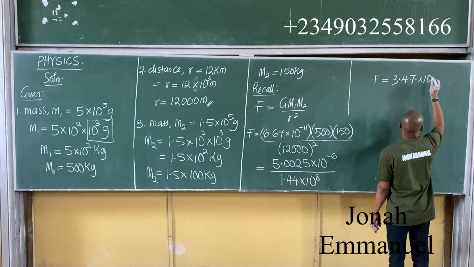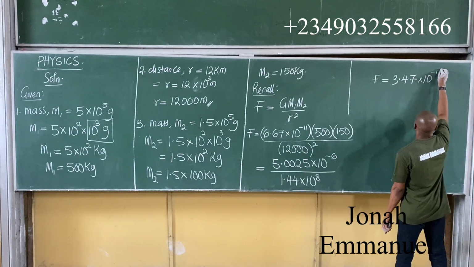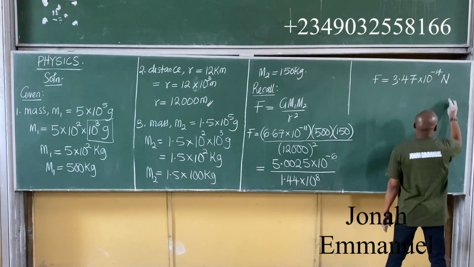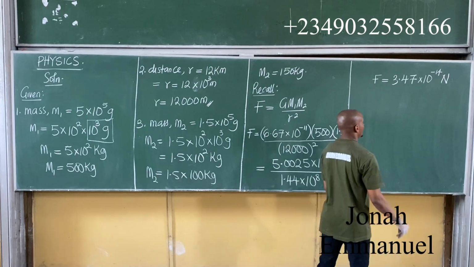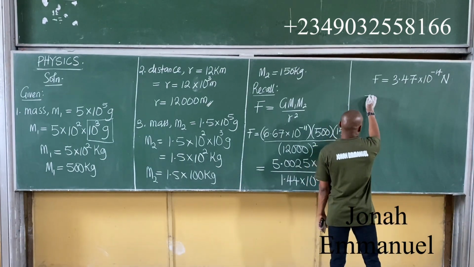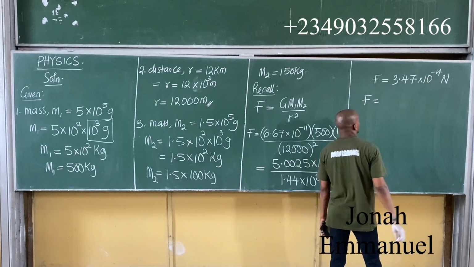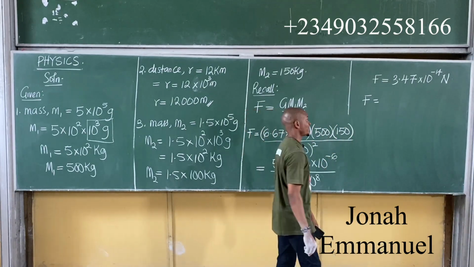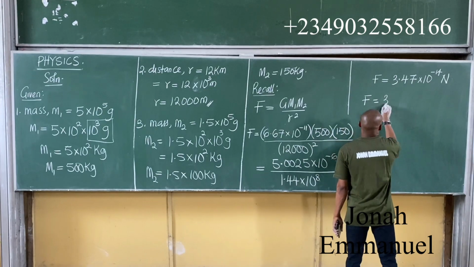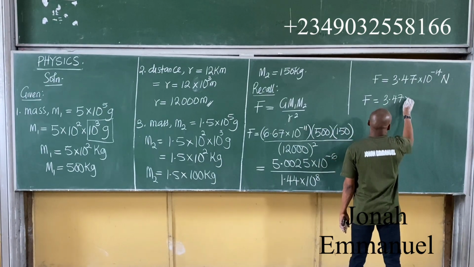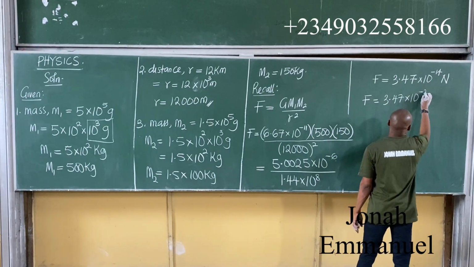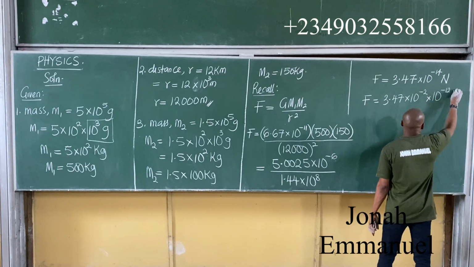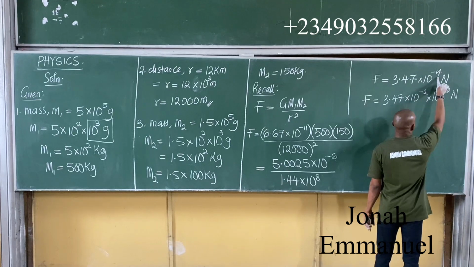Times 10 to the power minus 14 Newton. Alright, express this in terms of the prefix. F will be equal to, the closest to this is what? 10 to the power minus 12, which is pico. That's pico. Gives you 3.47 times 10 to the power minus 2 times 10 to the power minus 12 Newton. Minus 2 minus 12 which is minus 14.